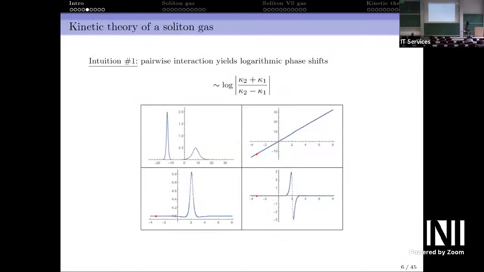So this is what happens. The first intuition is indeed that when two solitons interact, they get a phase shift, and the phase shift has a logarithmic form. So here again, you see the same video that I showed you before, but here you can also see what happens to the velocity and to the acceleration. The velocity of both of the solitons remains constant, except when they're interacting, where something funky is going on. But otherwise, the velocity stays constant, but there is a phase shift that both of the solitons receive from the interaction. So this is the first intuition.